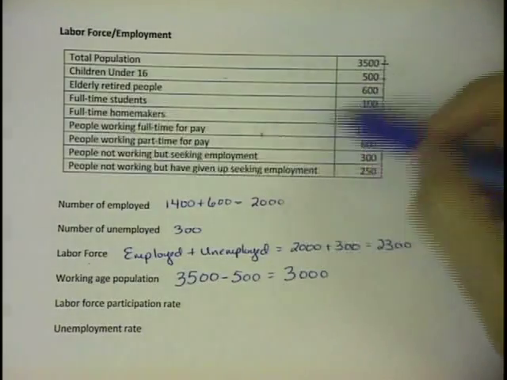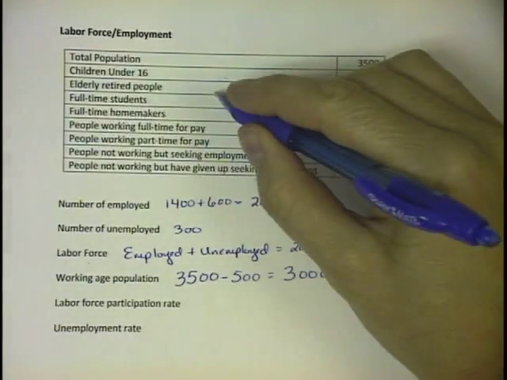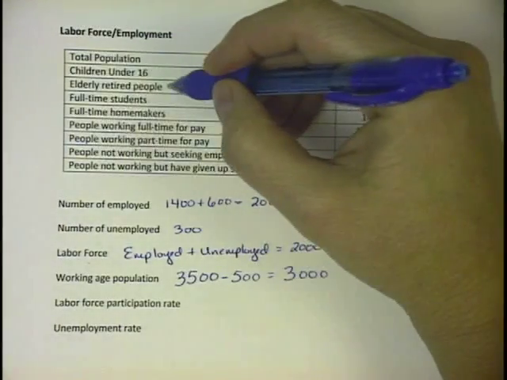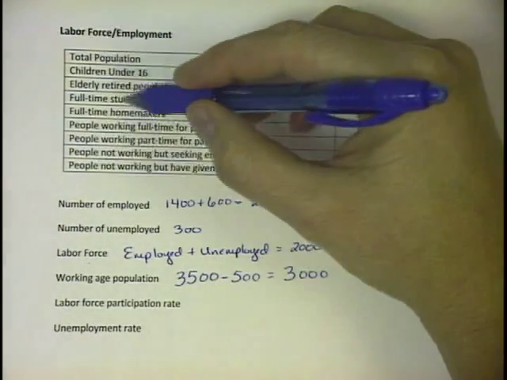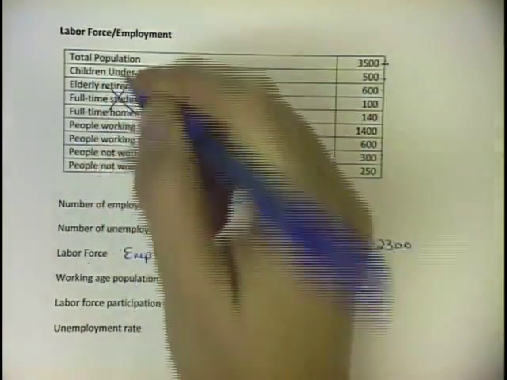Okay, some of this information is not going to be used. Okay, so we don't care about this, not that we don't care about our elderly people, but it's not part of our calculation. Full-time students, full-time homemakers, they don't matter in our calculations. Okay, so we aren't going to use any of that data.